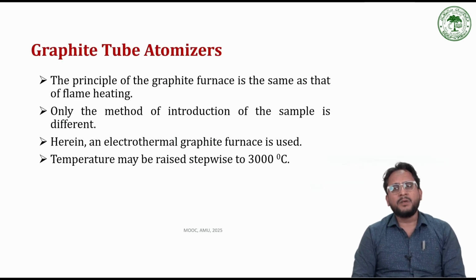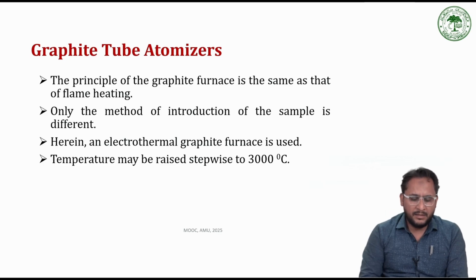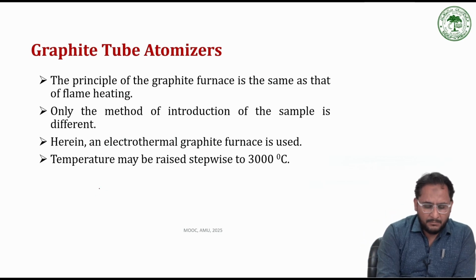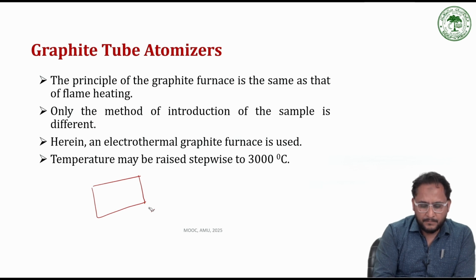Then the second type of atomizers are the graphite tube atomizers. These atomizers work in the same way as flame atomizers, but the difference is that instead of a direct flame, we use electrothermal units here. It is basically a rectangular unit which is made up of graphite. I'll show you the figure. It is a rectangular unit which is made up of graphite.